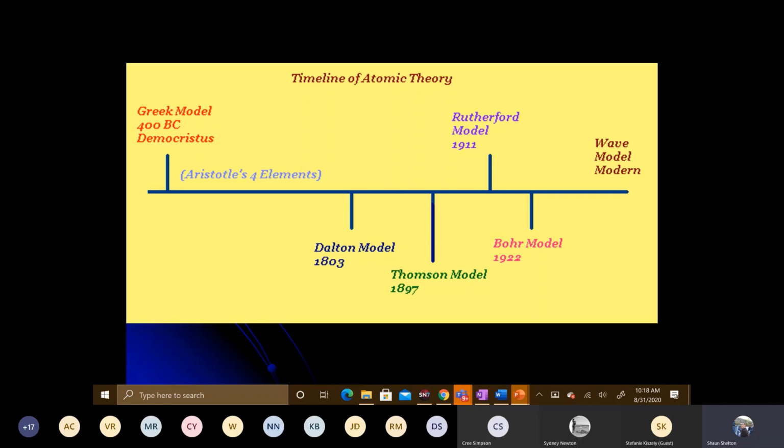As we continue on, we'll get into Thompson's model, and then you see Rutherford, Bohr's model, and then the modern wave model. We won't get too much into the wave model in this PowerPoint. That deals with Schrodinger, and there's a place on your sheet to fill in for Schrodinger. You're just going to have to look up the information for Schrodinger to fill in on that timeline.